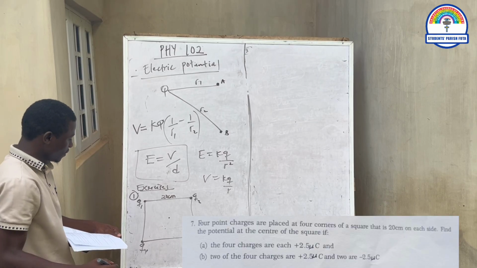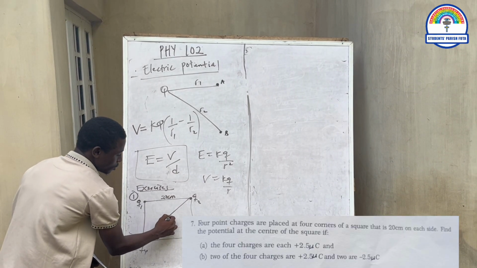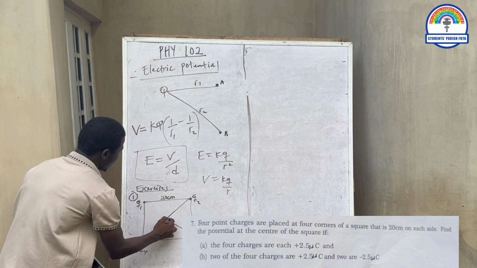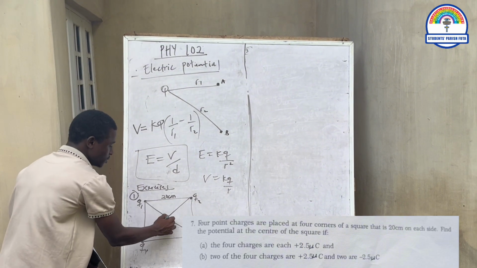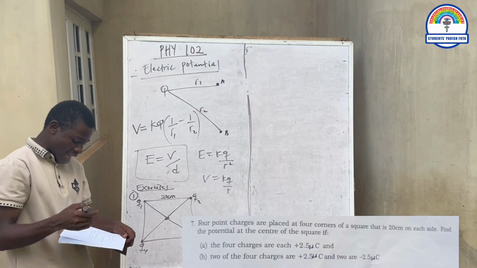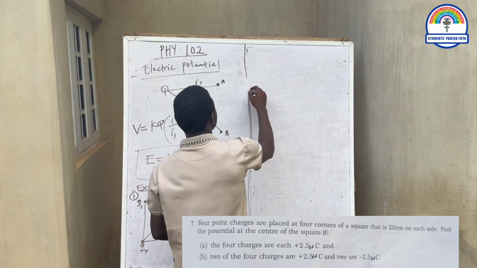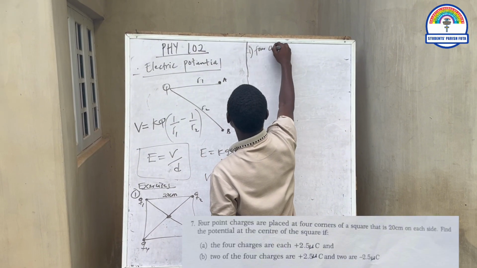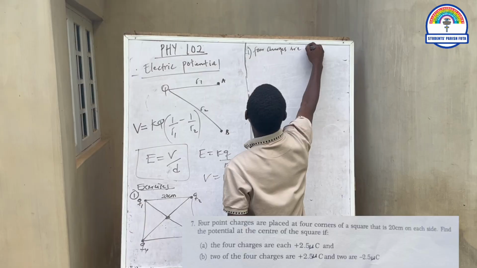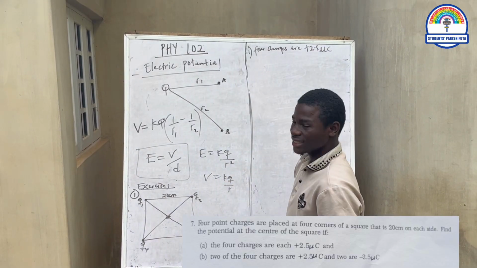Find the potential at the center. That is the effect of this charge on the center, of this one on the center, and of this one on the center, because they all have an effect on the center. So what's the potential at that center if the four charges are each plus 2.5 microcoulomb?